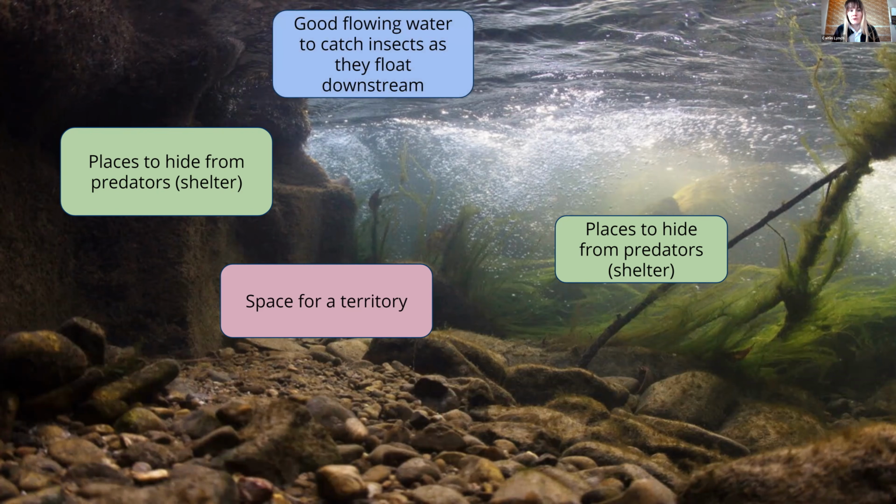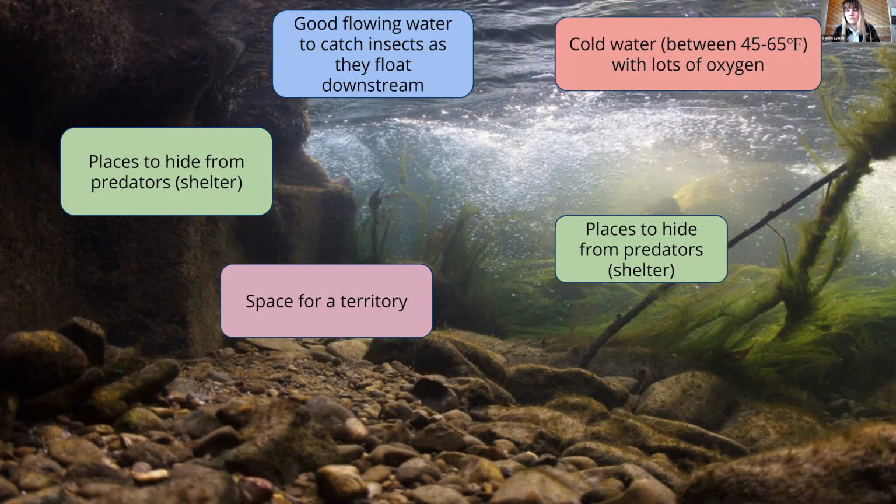Then we've got good flowing water to catch insects as they float downstream. That flowing water is super important to help them to travel and also to bring food to them and also oxygen, everything like that. So they are going to be eating insects, some of our macroinvertebrates, which we'll talk about a little bit more later. They also need cold water.